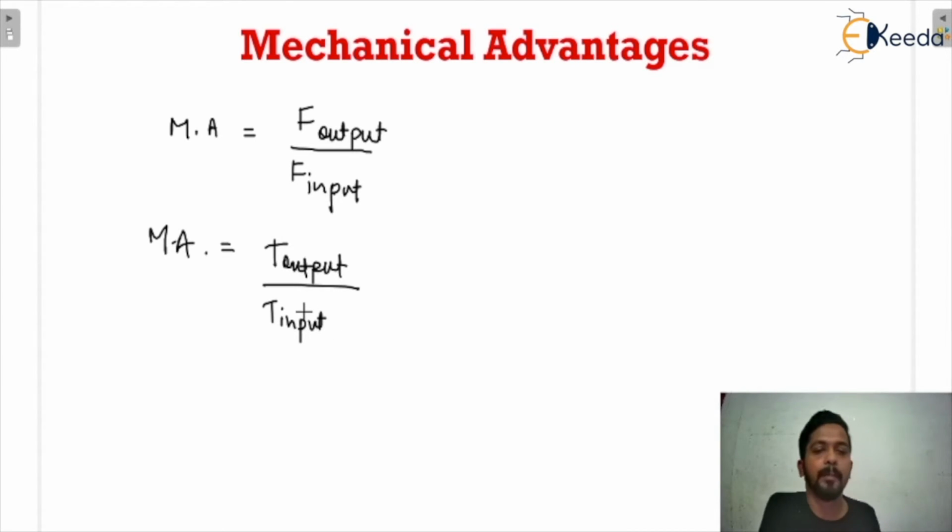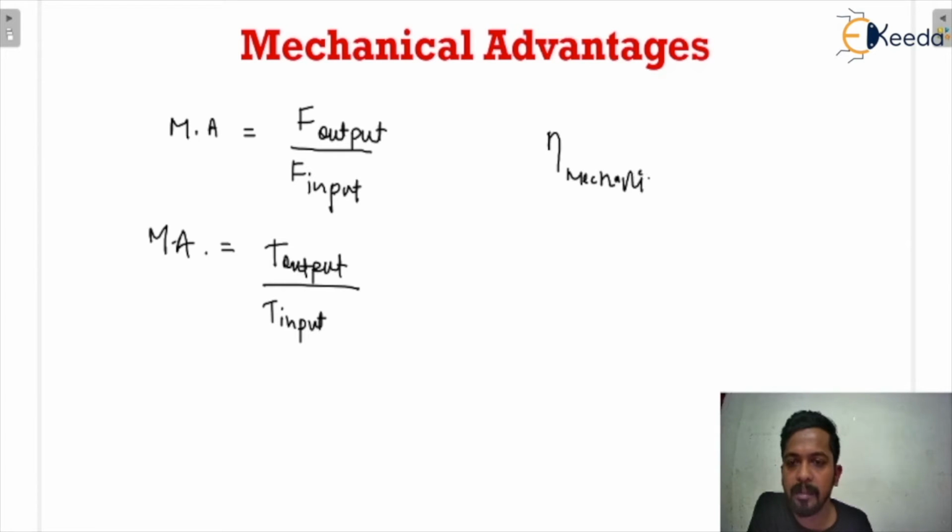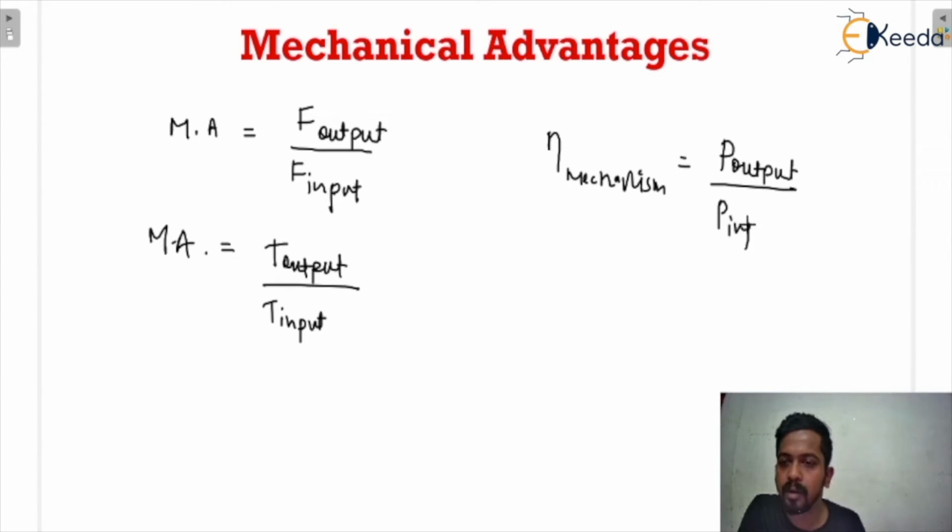Now I'm going to write the mechanism efficiency, that means the efficiency of any mechanism, how can we calculate it, and we will see what the relation is between the mechanical advantage and the efficiency of mechanisms. So first we need to understand the mechanism efficiency. So that is eta of mechanism is equal to the power at output, where P is the power, upon the power at input. So basically it is the ratio.